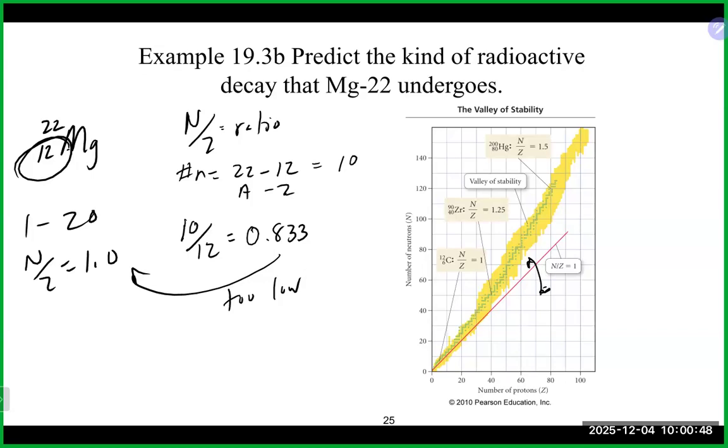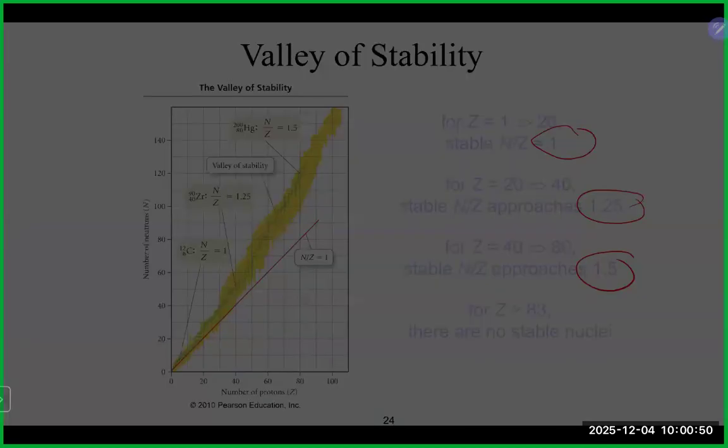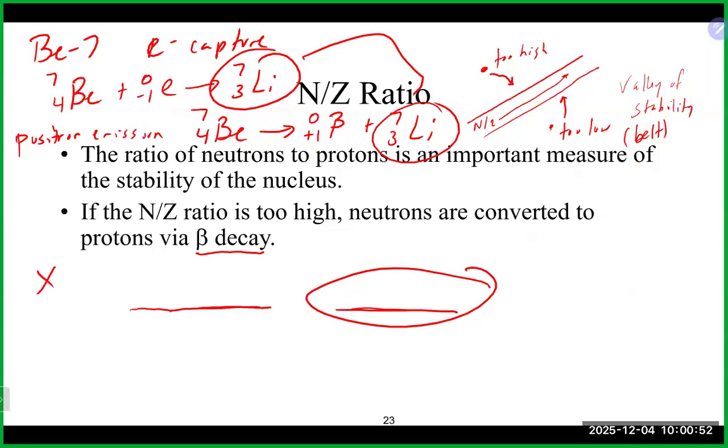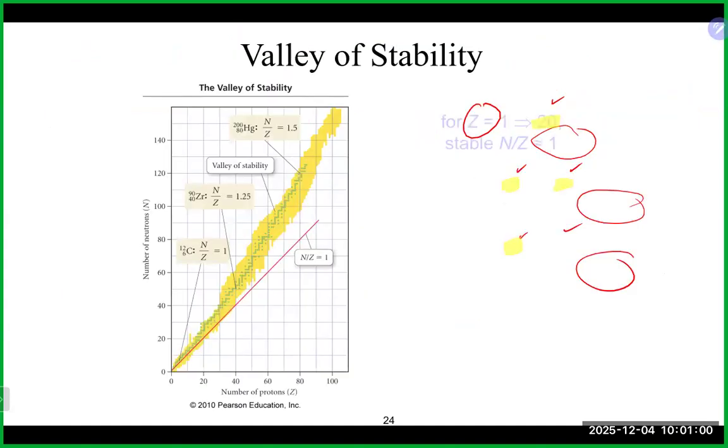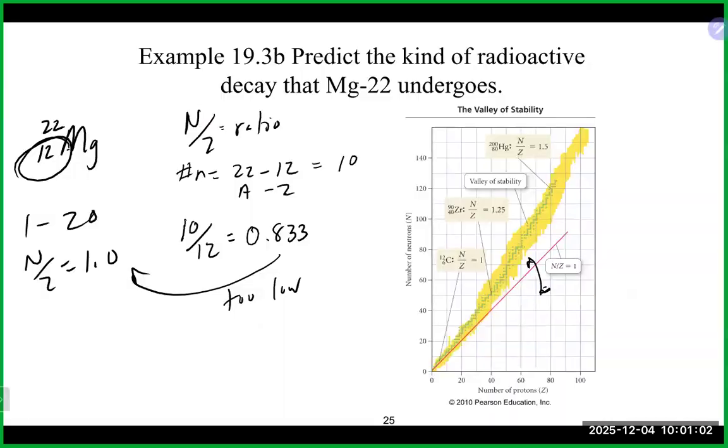So as we just saw there a second ago, if we have something that is too low, it can do one of two things, positron emission or electron capture. And again, you can choose either one if you're going to write what's going to happen here. So if we take our 22, 12 magnesium, we do an electron capture, which puts the electron on the reactant side. That's going to give us an 11, 22 and a sodium.